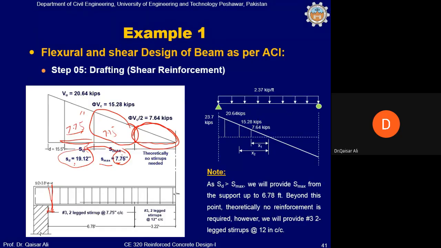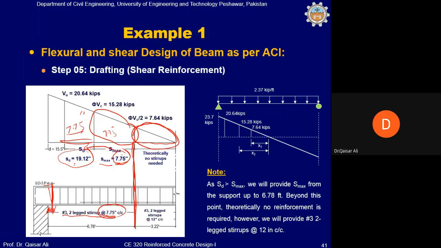Although in the calculation of spacing we use Vu, the critical shear calculated at a distance of d, the placement of stirrups will be done at a distance of S by 2 from the face of the support. S in this case is 7.75 inch, so S by 2 is 3.8 inch. So the first stirrup will be placed here. Then the stirrups will be placed up to this location, where shear is phi Vc by 2, at the rate of 7.75 inch center to center.